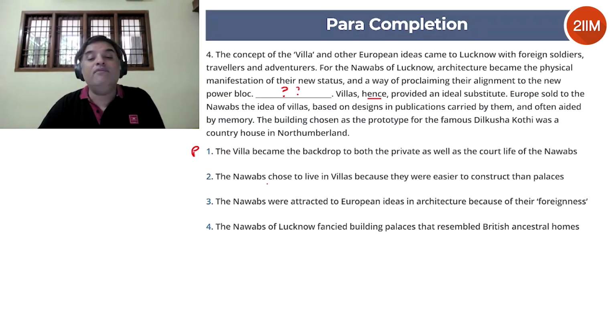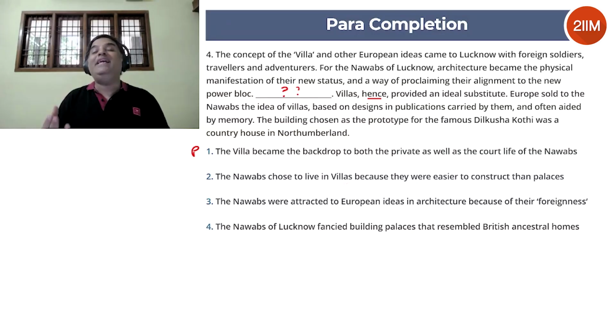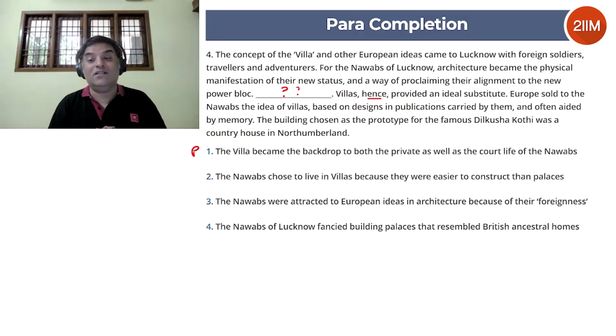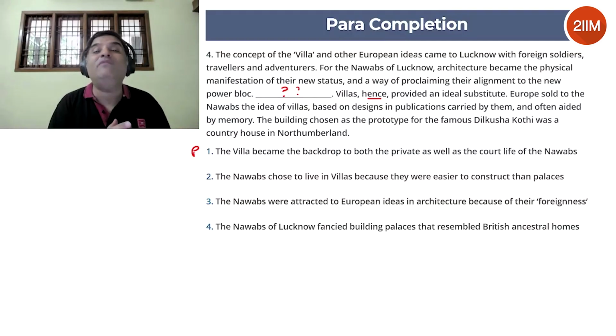Let's look at two. The Nawabs chose to live in villas because they were easier to construct than palaces. If I put it there and then I say villas hence provided an ideal substitute, it doesn't make sense. Consider the context of the paragraph. We are not talking about ease of construction. That's not the reason why Nawabs were drawn to villas. Nawabs were drawn to villas because they were choosing architecture that could represent their status. Villas are generally lavish and luxurious.